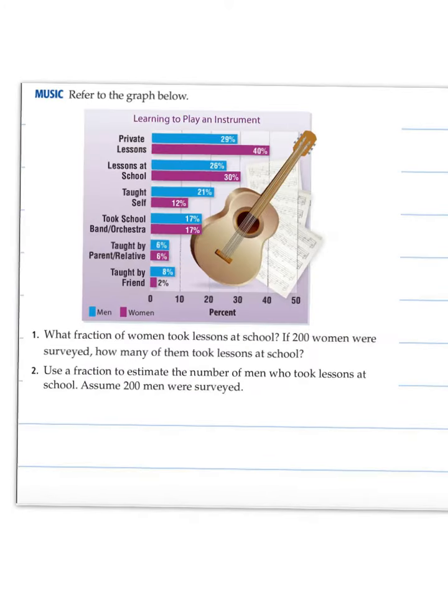All right, so here we have an example, and we're looking at this graph. Before we even begin to read the questions, let's just look at what the image is showing us. It's about how people learn to play an instrument, and on the side are the different ways that people learn, whether it's teaching themselves or taught by a friend, things like that. And then the different colors represent the gender, if it's a man or a woman.